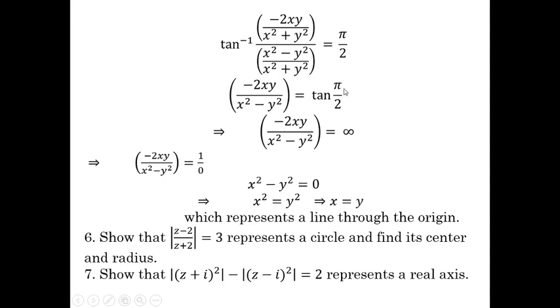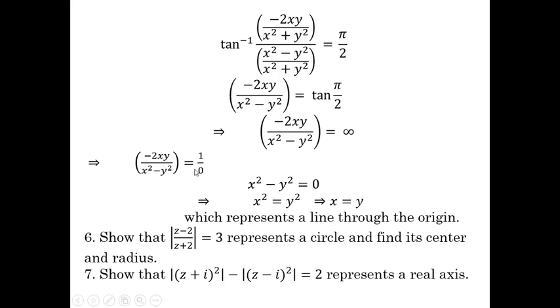What is the value of tan pi by 2? Tan pi by 2 is infinity, because tan is nothing but sin theta by cos theta. Sin pi by 2 is 1, cos pi by 2 is 0, that is 1 by 0. 1 by 0 means infinity. Therefore this infinity can also be written as 1 by 0.